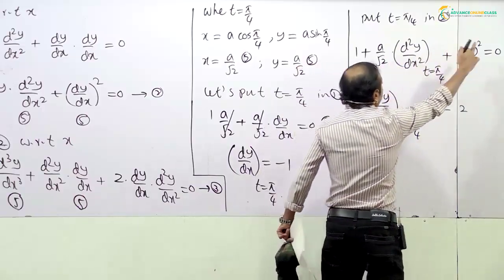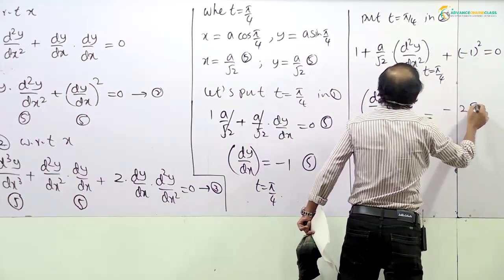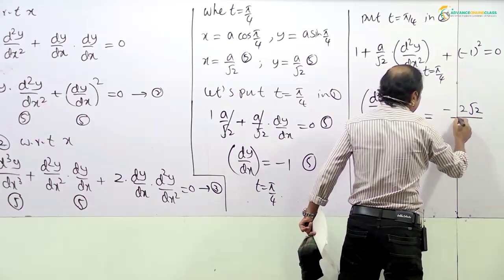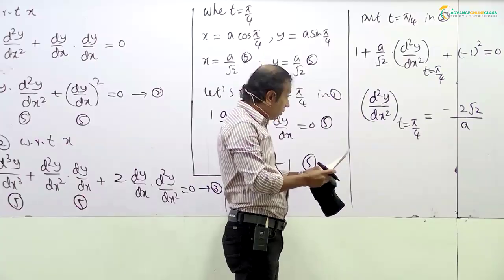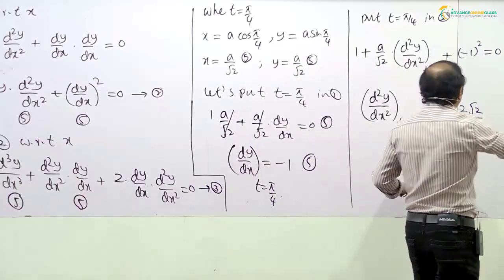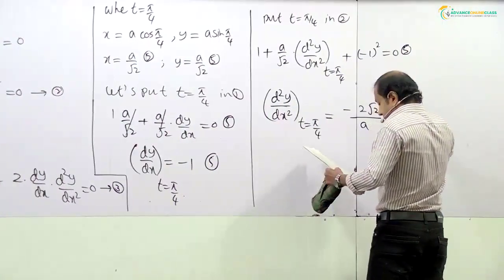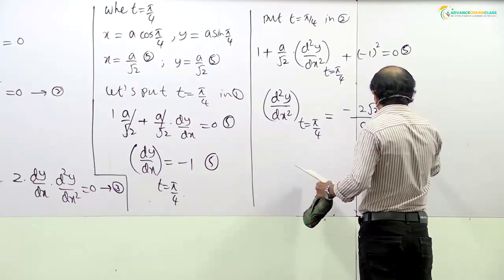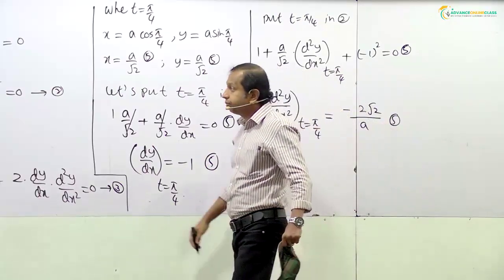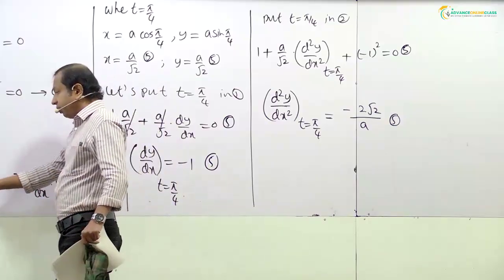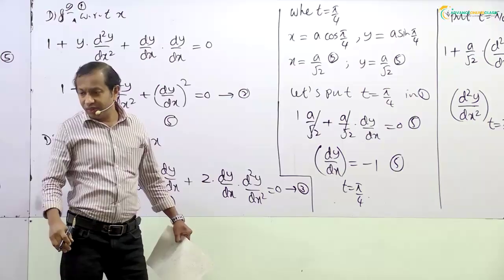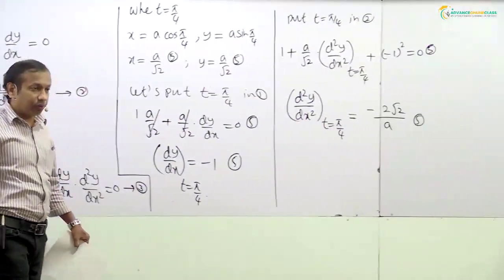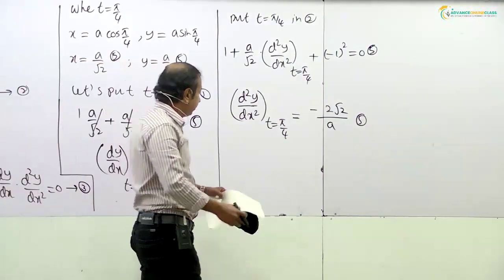This root 2, you can use the cross multiplication. Divide by a. Okay. For this 5 marks, and for this 5 marks. Correct? Now in number 3, put t equals 5 by 4. And take the third derivative value. Right.